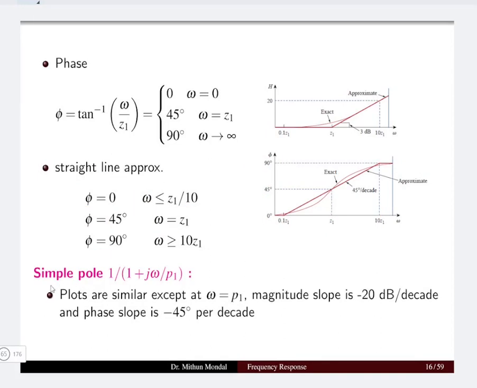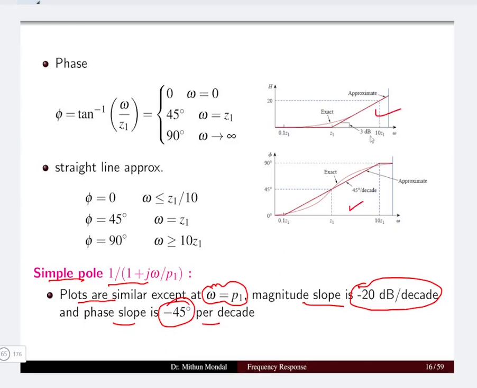Now on the other hand, if we have a simple pole, that is 1 by 1 plus j omega by p1, then the plots are again similar except at omega equal to p1, which is the corner point. The magnitude slope is negative, that is minus 20 decibel per decade, and the phase is also negative, minus 45 degree per decade. Otherwise the magnitude plot and phase plot will remain the same. The only difference will be the sign of the slope and the sign of the phase.